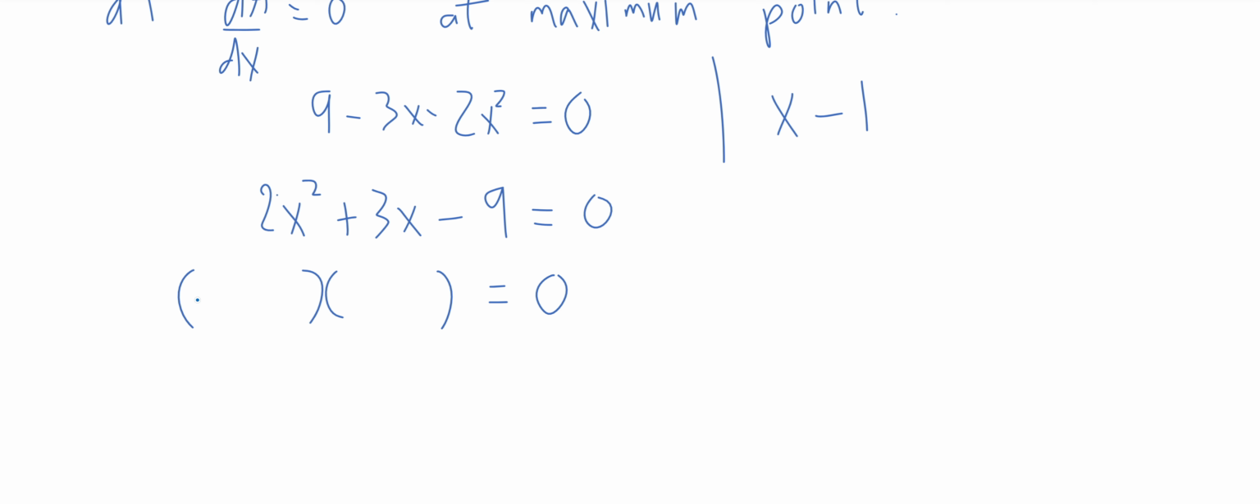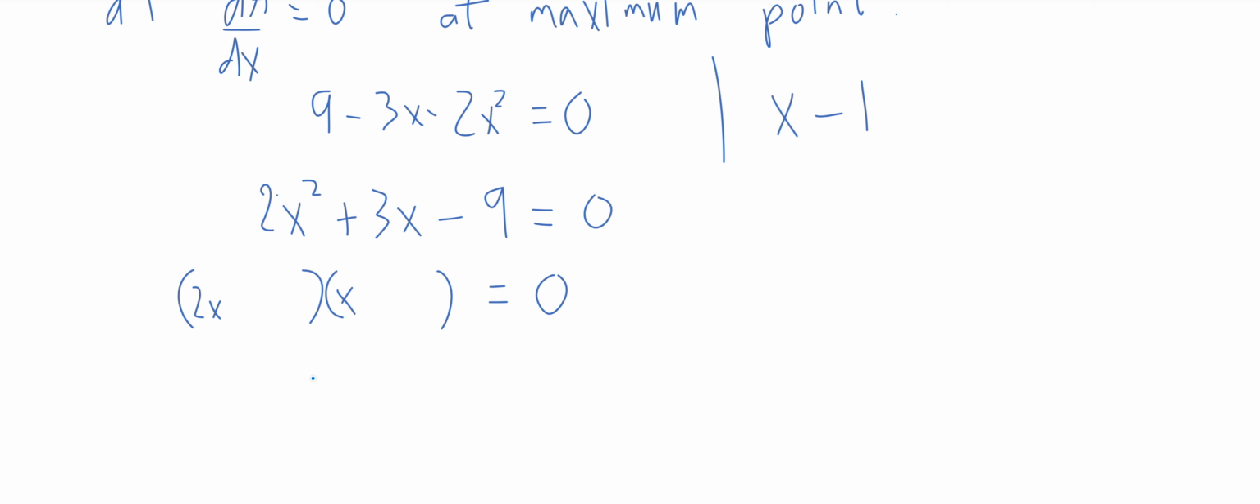And then the quantity that goes here and here must multiply to make 2x squared. So that will be 2x and x. You could also have had x here and 2x here, but the order doesn't matter as long as they multiply to make 2x squared. So I've put 2x here and x here. And then the values that go here and here must multiply to make minus 9. So there's several choices for that. You could have minus 9 multiplied by 1, or minus 1 multiplied by plus 9, or 3 multiplied by minus 3.